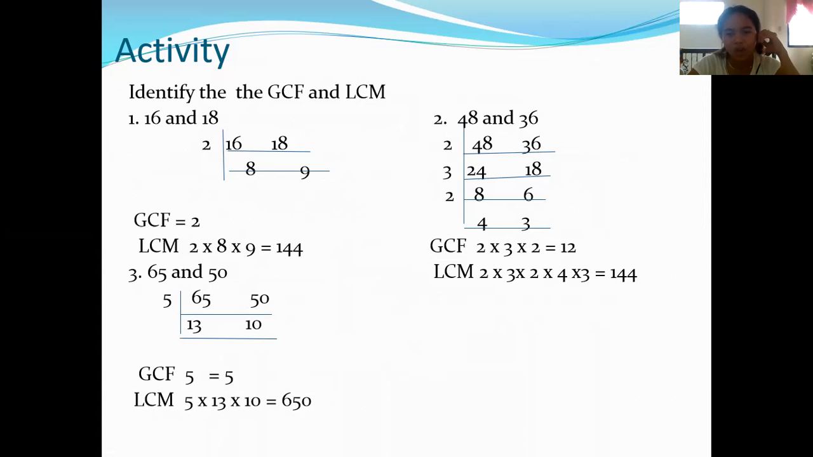Okay. So that's all for this day. I hope we have learned about the GCF and the LCM. It is much better if you use continuous division. Okay?